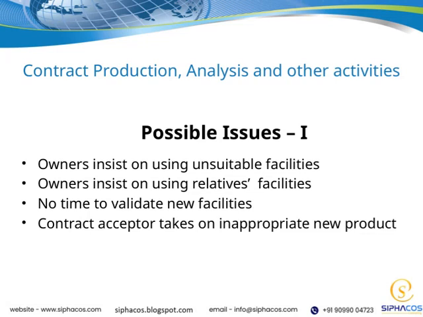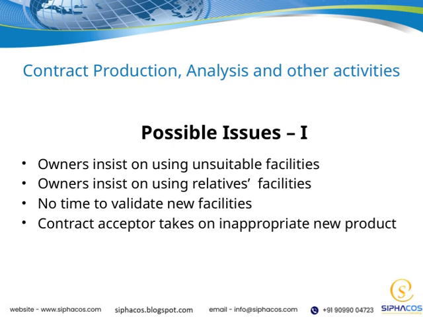Let's talk about some of the possible issues we might face. First, owners can sometimes insist on using facilities that aren't suitable for the specific needs of the project. This can lead to inefficiencies or quality concerns. Additionally, owners might prefer using relatives' facilities, which could introduce conflicts of interest or lack the necessary capabilities. Another challenge is the limited time available to validate new facilities. Rushing this process can compromise quality and compliance.